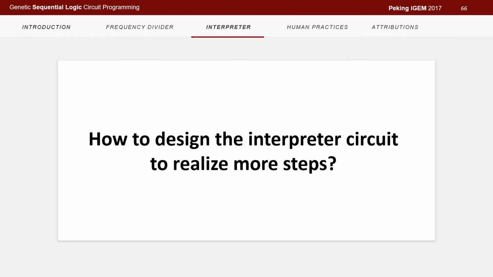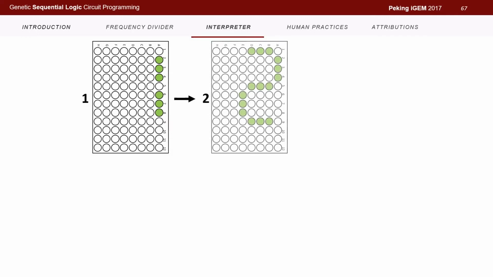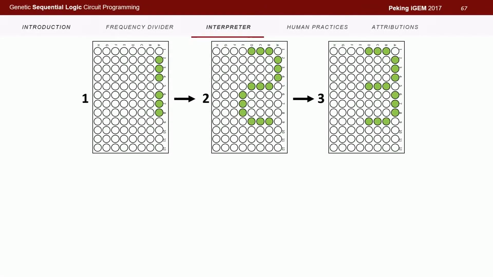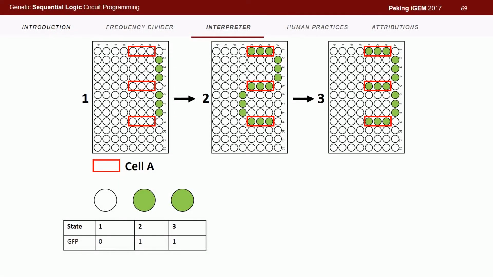In our project, we hope to use recombinase expressed in every state to control the cell's function. This requires cells to realize state transitions more than once. So how can we design this complex interpreter circuit? As a proof of concept, we designed a fancy fluorescence display in a 96-well plate. We used 4 types of cells to show the fluorescence pattern from 1 to 2, then to 3. Besides the cell that constitutively expresses GFP, we need 3 types of cells to show the transition.